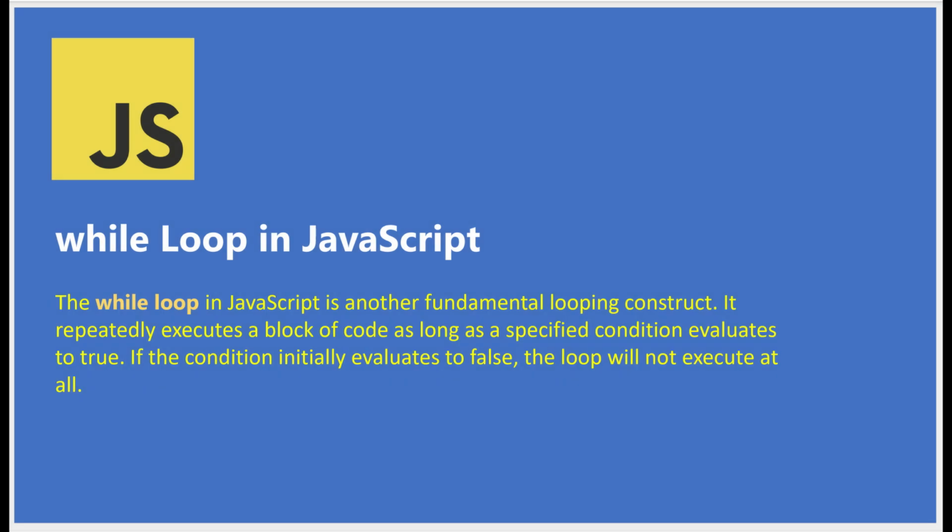Ever pondered the workings of while loops in JavaScript? Well, that's the puzzle we're aiming to solve today. A while loop in JavaScript is a core looping structure. It persistently executes a block of code as long as a specified condition evaluates to true. If, however, the condition is false from the outset, the loop will not execute even once.